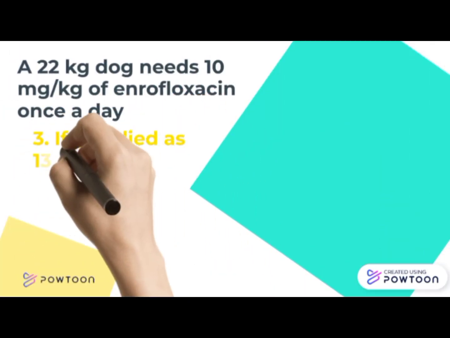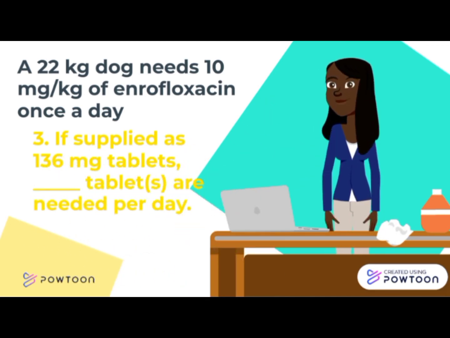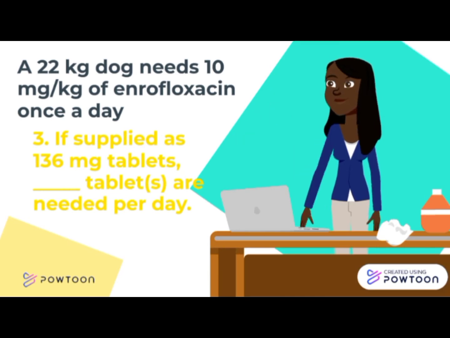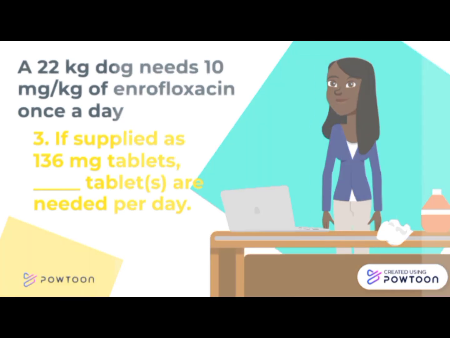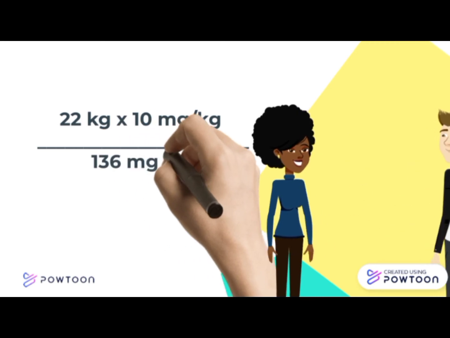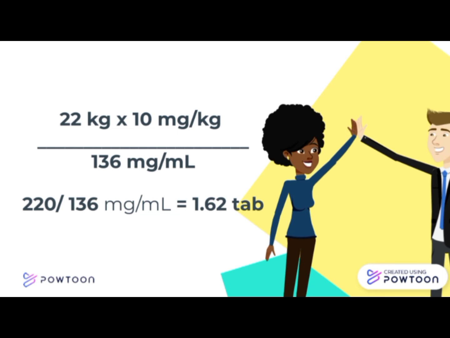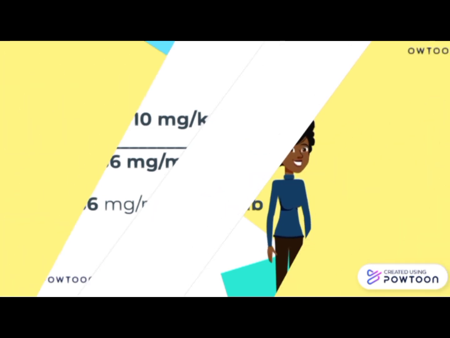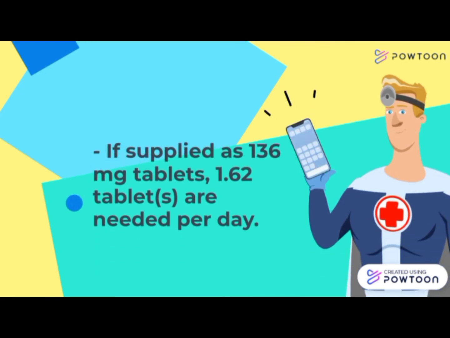Another case is a 22 kg dog needs 10 mg per kilogram of enrofloxacin once a day. If supplied as 136 mg tablets, how many tablets does it need per day? So, the animal's weight is 22 multiplied by the given dosage 10 divided by 136 mg per milliliter is equal to 1.62. In conclusion, if supplied as 136 mg tablets, 1.62 tablets are needed per day.